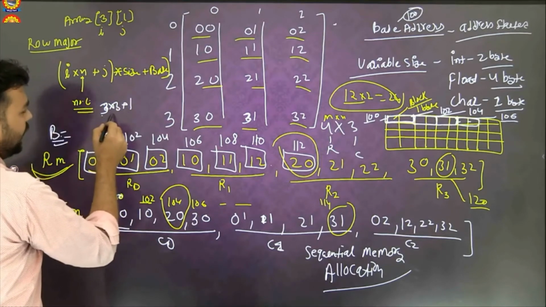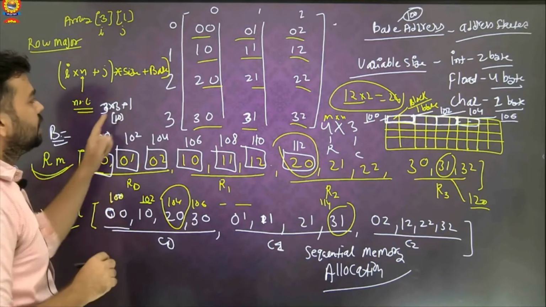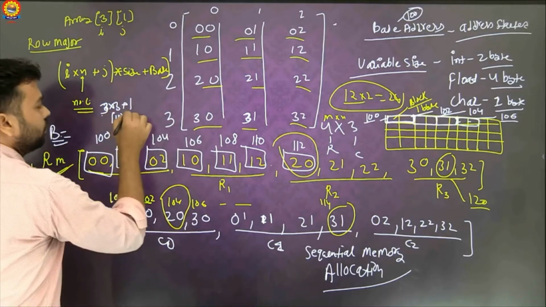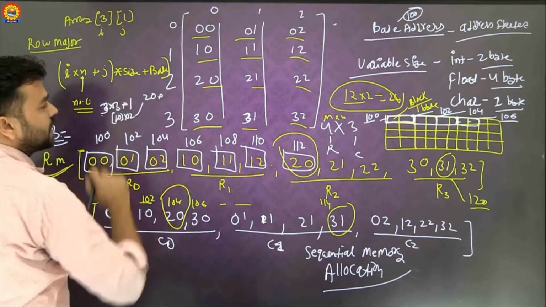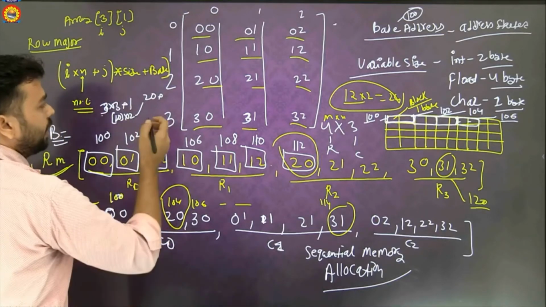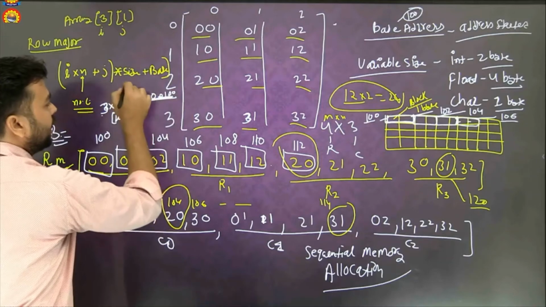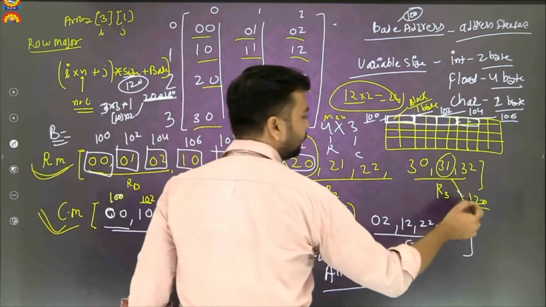So 3 into 3, 9 plus 1, 10 into size of variable. What is size of variable? 2. So 2 times 10 equals 20, plus base address. What is the base address? Base address is 100. So what will we get? We get 120. So we already computed 120.